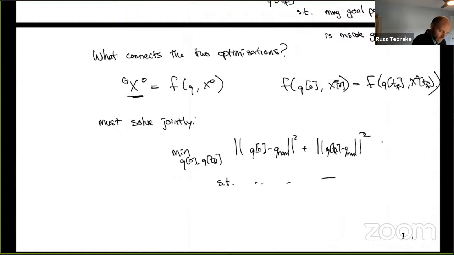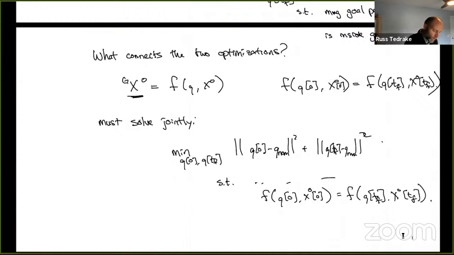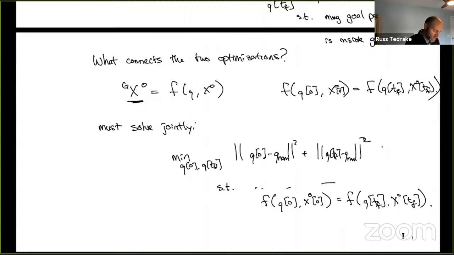All these constraints, including this. So what's the complexity of that, right?